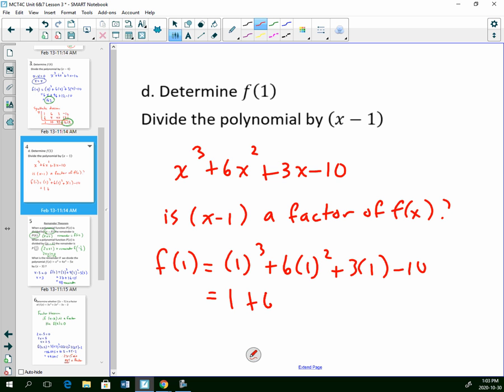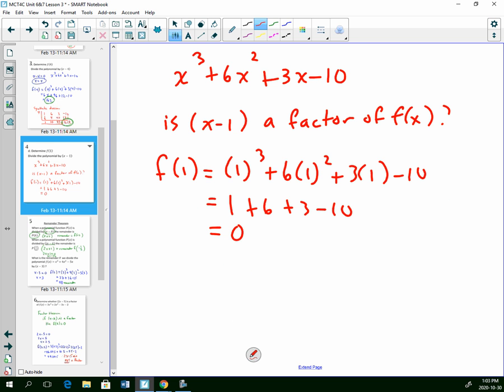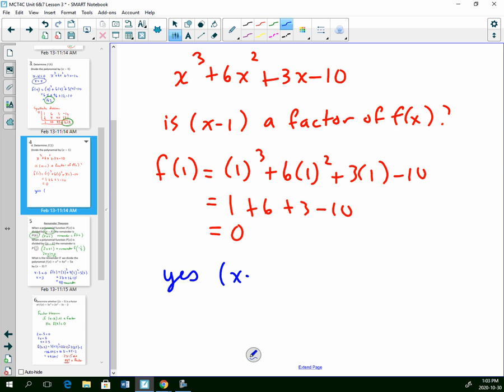So we get 1 plus 6 plus 3 minus 10. I get 0. What does that tell me? That tells me, yes, x minus 1 is a factor of that polynomial. So that allows us to factor these polynomials without actually doing the long division. We can just plug in numbers to see which ones give us 0 and determine the factors that way.